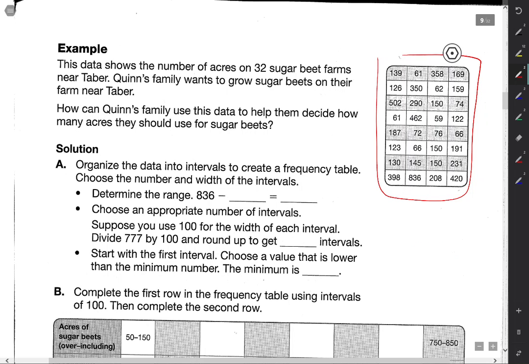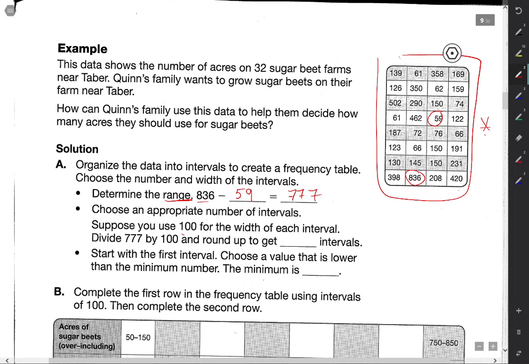So let's determine the range. Now remember, the range is the difference between the biggest value and the smallest value. So if we're looking at our little chart over here, what is the smallest value we see? Well, I think it is 59. And the biggest one is 836, but they gave that to us already. So we're going to do 836 minus 59, and that will equal 777.